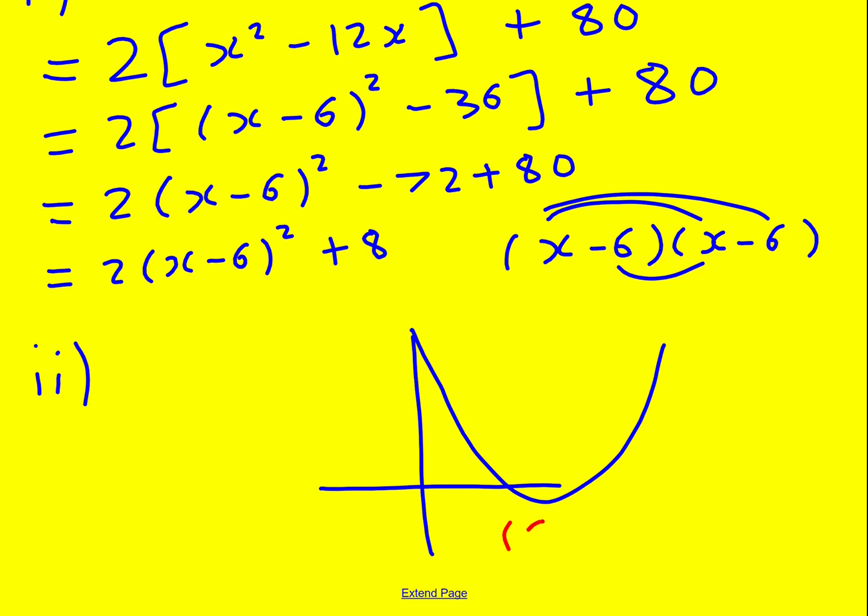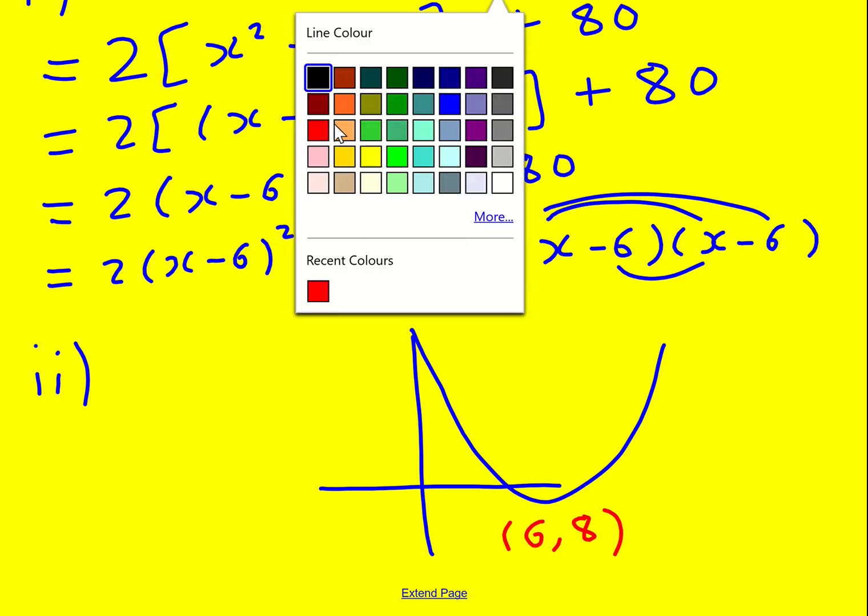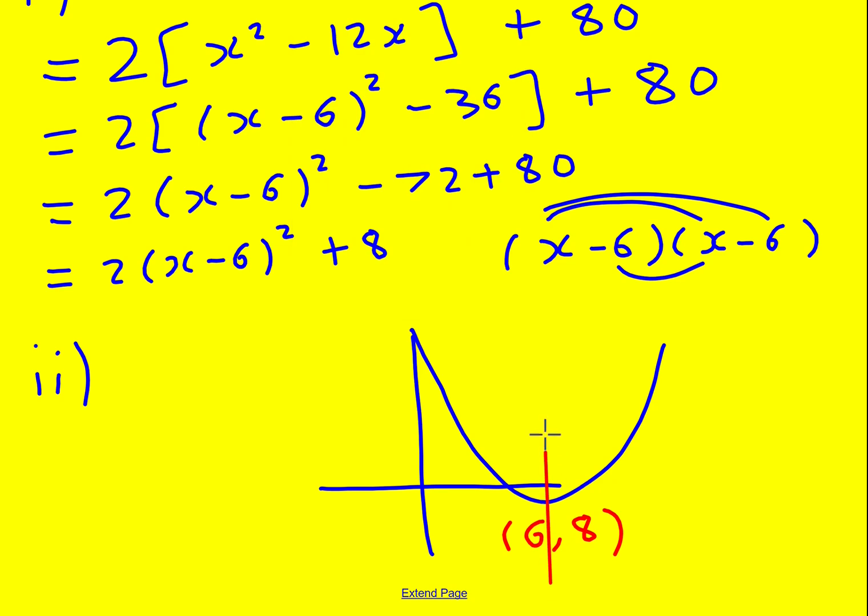So this is definitely not a correct sketch, but it still gives the right idea. That's going to be my turning point. The line of symmetry then looks like this. It actually goes through the minimum and is vertical. So I want the equation of that line, and it's going to be essentially the value of x at the turning point. So it's simply going to be x equals 6.